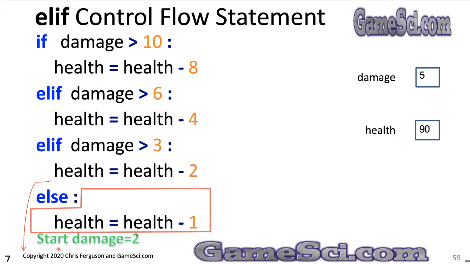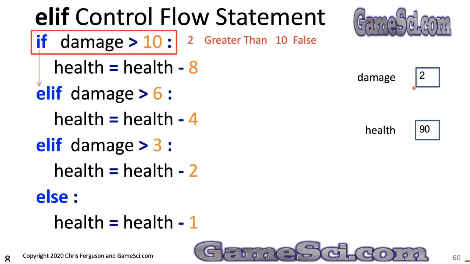Let's rerun this code again, start damage equal to 2 and see what happens. So that 2 will end up in this variable over there. With a 2 in the damage variable, how does this evaluate? First, damage greater than 10 evaluates as 2 greater than 10, which is very much a false statement. As with all false if statements, we will skip past the if block and go to the else.